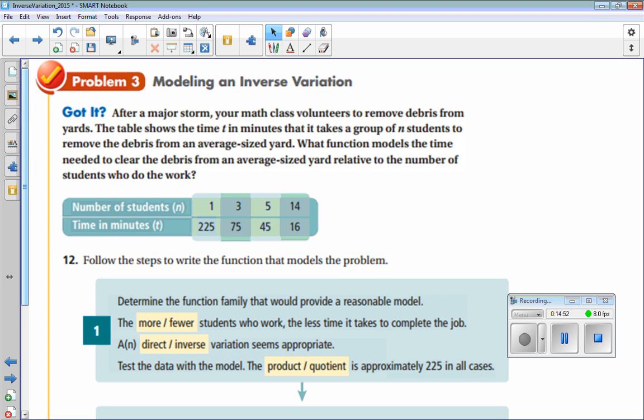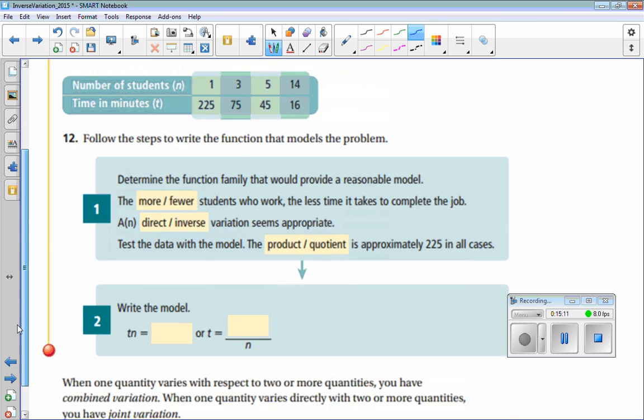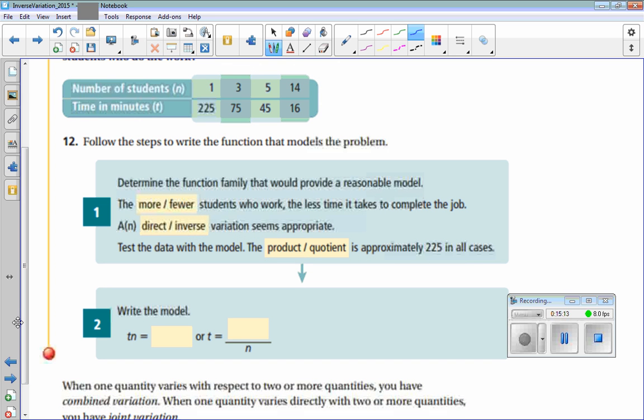So let's see if this is an inverse or a direct variation. As the number of students increases, what happens to the time it takes to remove the snow? So is it inverse? Okay, so it looks like as one goes up, one goes down. So it does look inverse to me. So let's go and answer the questions. The less time it takes, the more students who work. It's one goes up, one goes down. So an inverse variation seems appropriate.